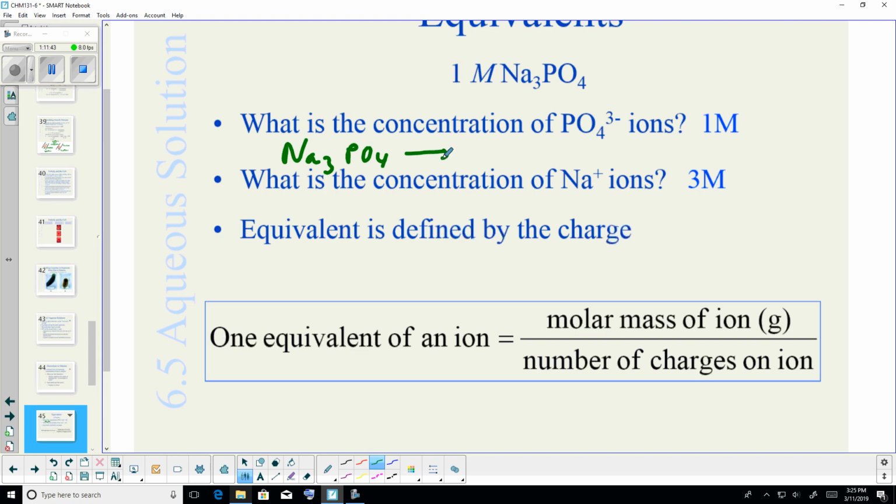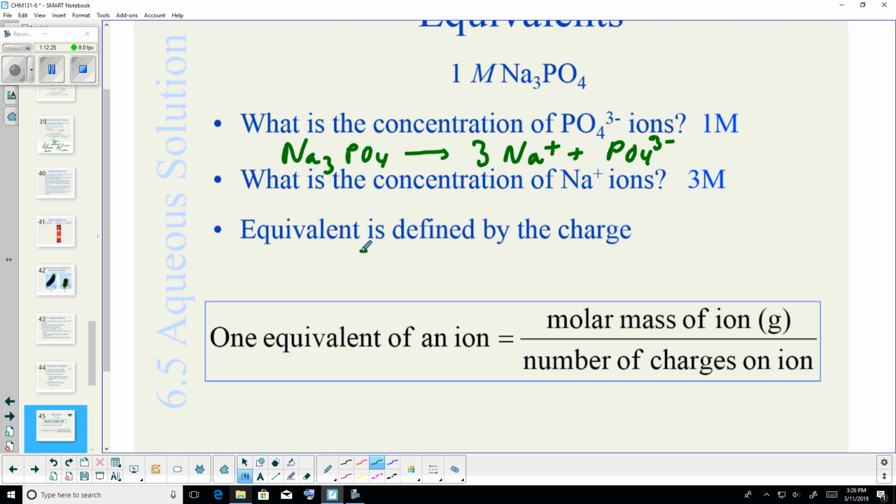Na3PO4 in solution gives you 3 Na plus plus 1 PO4 3 minus, right? That's how it comes apart. So for each one of these, I get one of these. If I have 1 molar of this, I get 1 molar of this. For each one of these, I get 3 of these. So 1 molar of this actually gives me 3 molar. It's like we did before with the NaCl, giving you 2 particles.